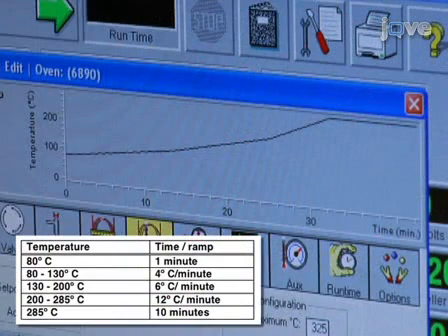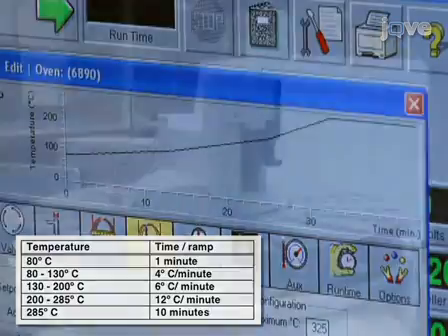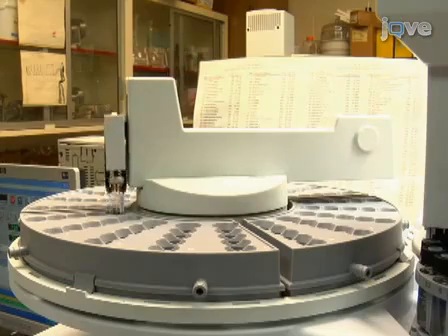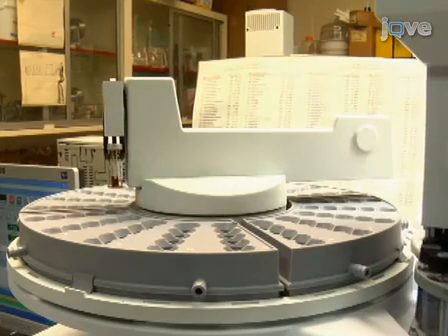Set the oven to 80 degrees Celsius for 1 minute, then ramp at 4 degrees Celsius per minute from 80 to 130 degrees Celsius, after which ramp at 6 degrees Celsius per minute between 130 to 200 degrees Celsius, and finally ramp at 12 degrees Celsius per minute from 200 to 285 degrees Celsius and hold for 10 minutes. Place the microvials holding the derivatized samples for automated injection by the GCMS and start the analysis.